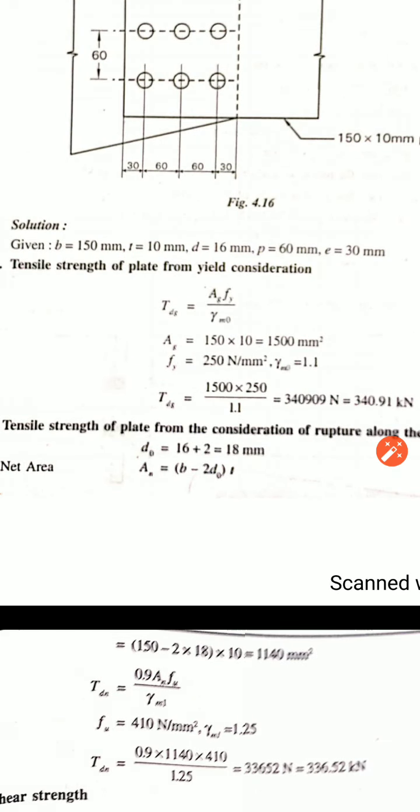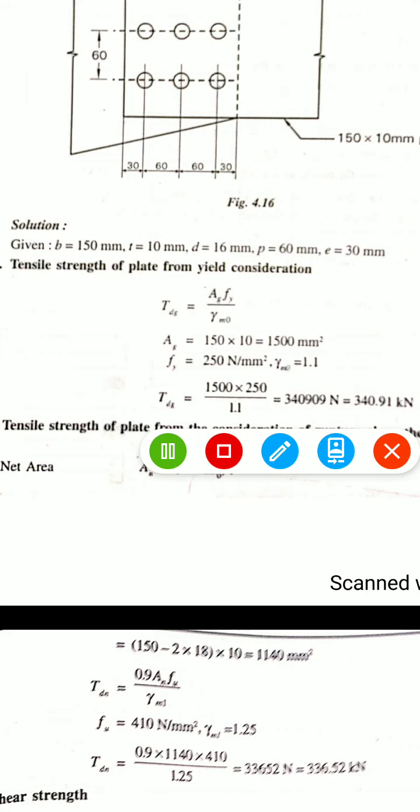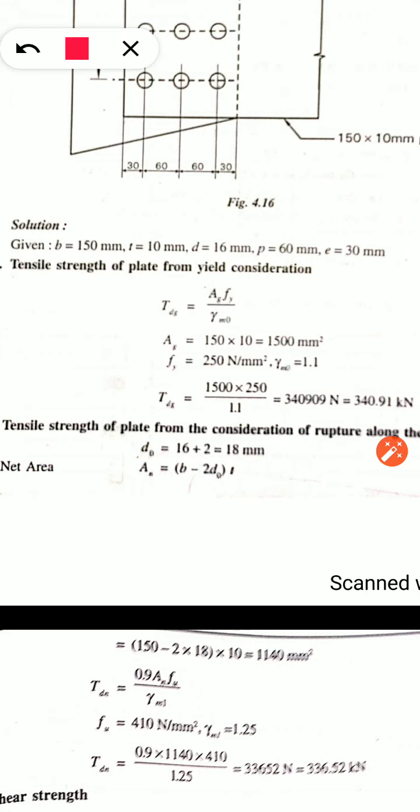So Tdg is Ag fy by gamma m0. Ag is the gross area, 150 into 10, fy is 250, gamma m0 is 1.1. If you substitute, you will get the design strength due to yielding of cross section as 340.91 kilonewton. Substitute in this formula which is there in the code book.